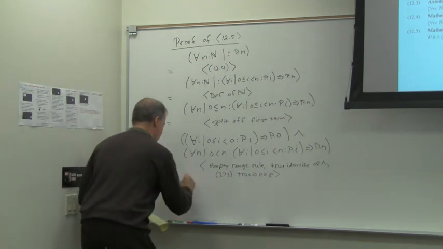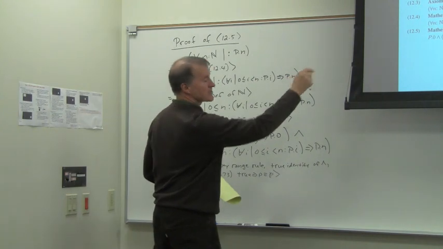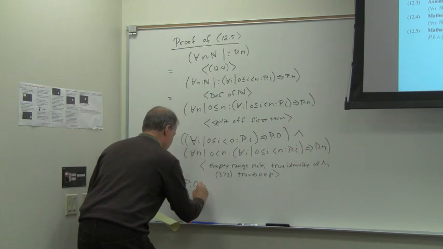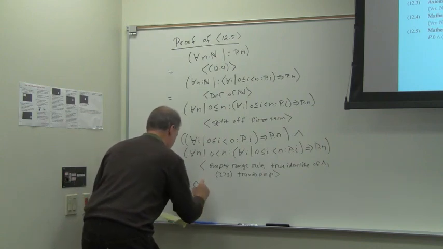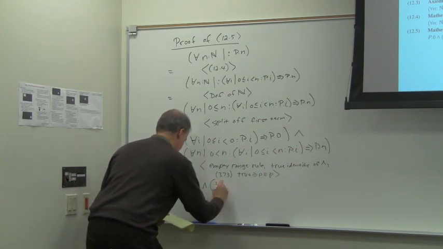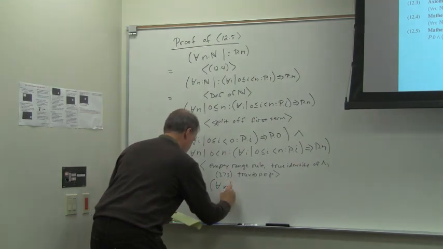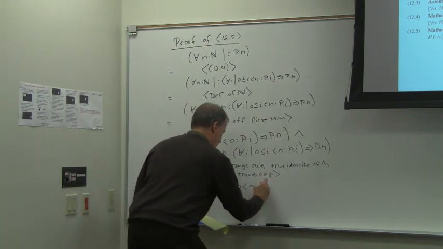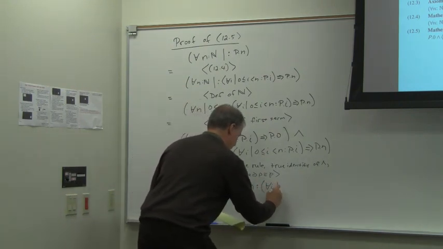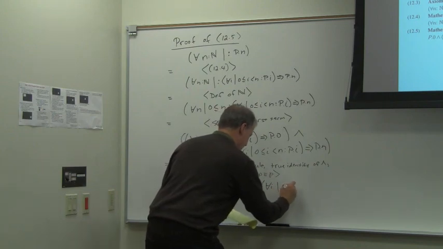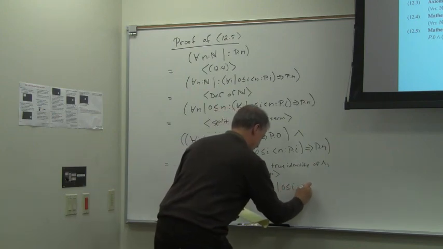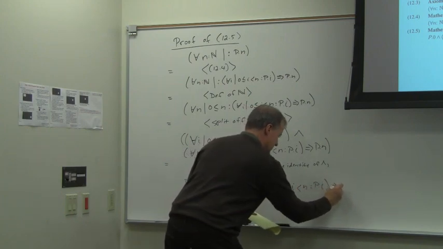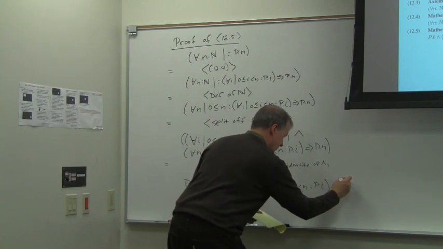Okay, so what do we have then? We have P.0, and for all n, range 0 less than n, body: for all I, range 0 less than or equal to I less than n, body P.I, implies P.n.